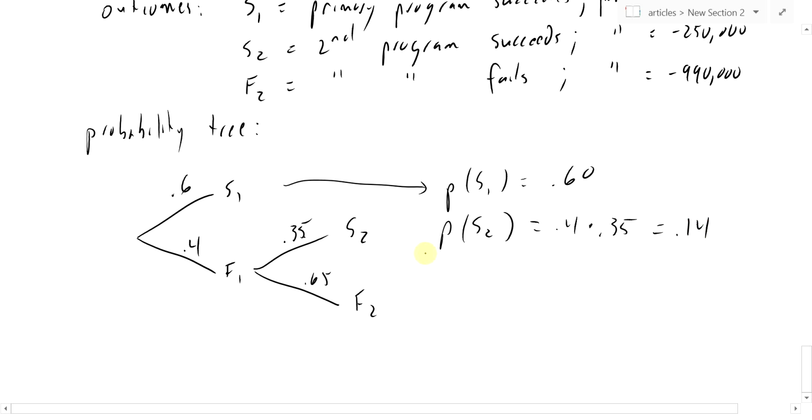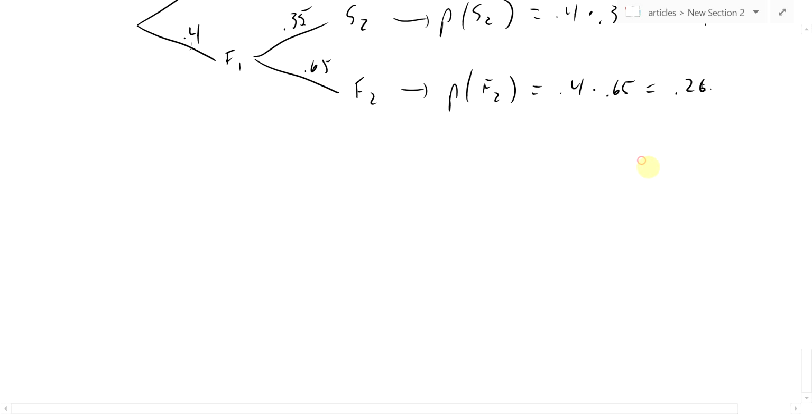And the probability here is 0.4 times 0.65, and that's 0.26. And notice that these three add up to 100% because something has to happen. And these two, 0.26 plus 0.14, that's our 40% of failing, so these add up to 0.4. So now we can actually set up the expectation value box.